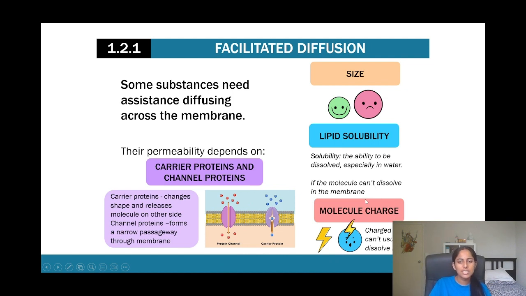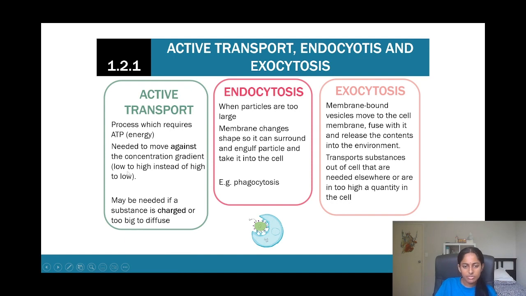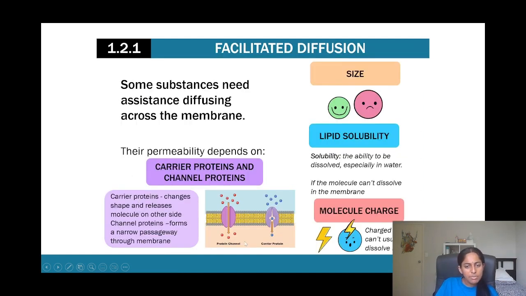And sometimes molecules may be charged, so they may have a positive or a negative charge. You don't really need to understand what charge is; that's more of a chemistry thing. But if it's a charged molecule, it actually can't go down the bilayer. So if it can't dissolve, then it can't pass through. And that's where your carrier proteins and channel proteins come into play. They are proteins that help these kinds of molecules pass through. Protein channels help it pass through a narrow passageway, and carrier proteins change shape to move the molecule.